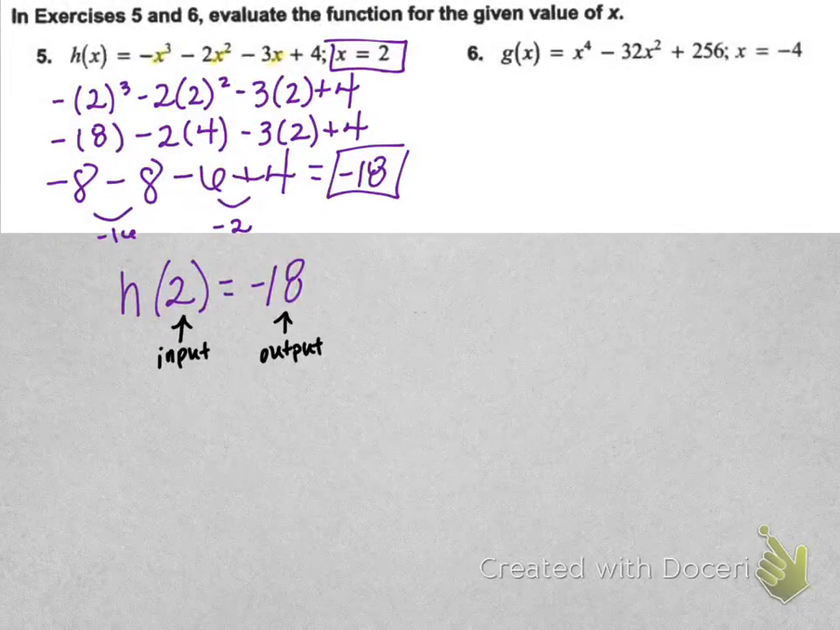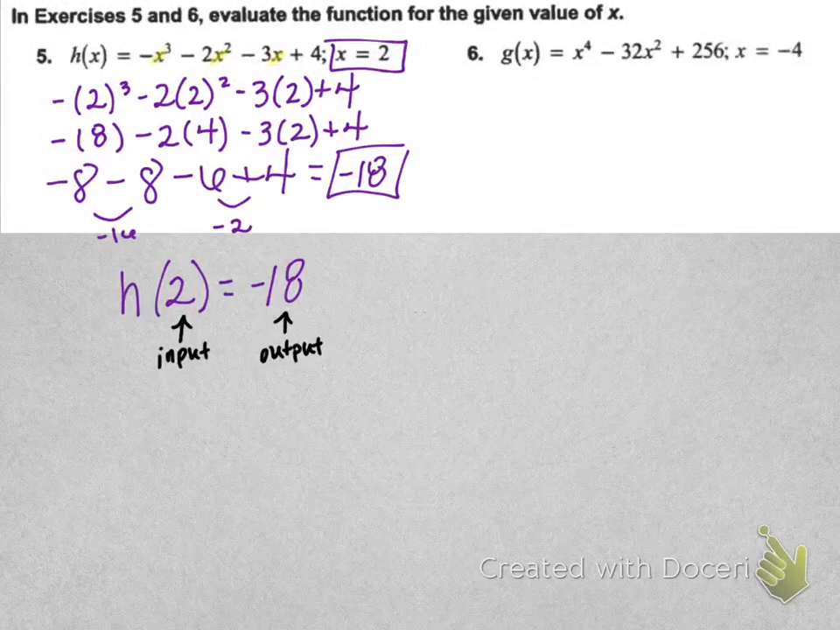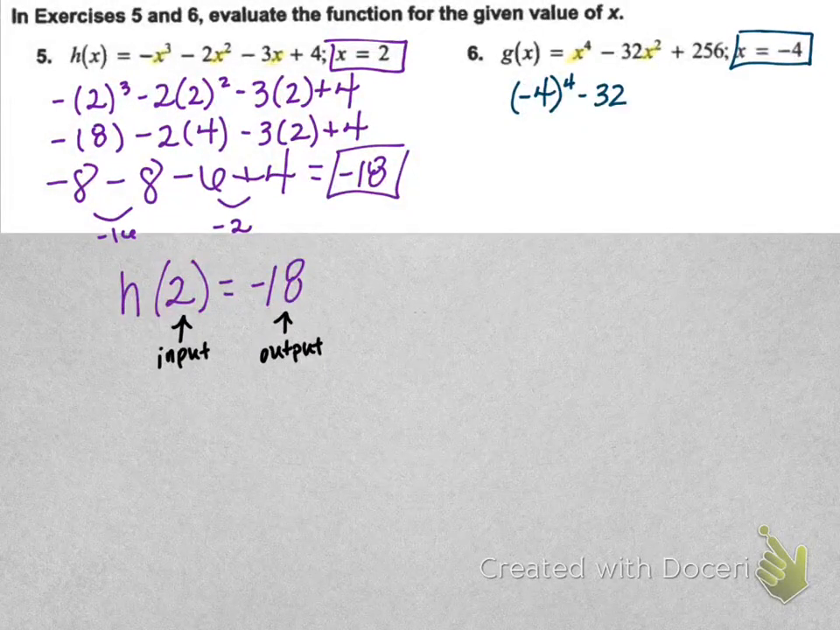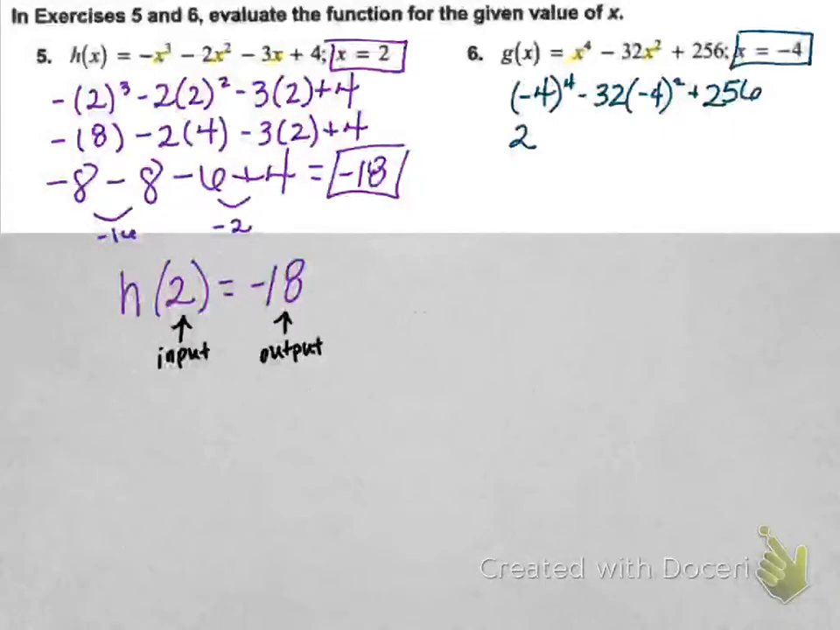So number 6 is very similar. We're using the same process, but again, I want to stress the importance of ensuring that your input, whatever number you're plugging in, has to have parentheses. So 6 starts off with x to the 4th. So I'm going to replace the x portion, okay, all these x portions, with -4. Notice it is in parentheses. -32 times, with the parenthesis, -4 squared. Plus that 256. I'm going to work on my exponents first.